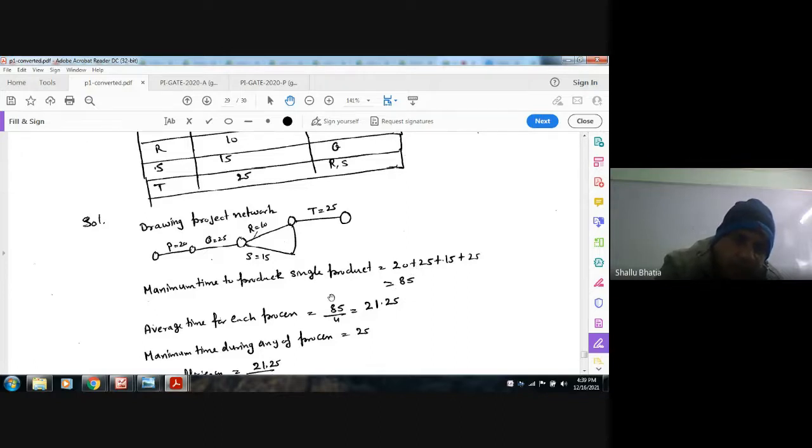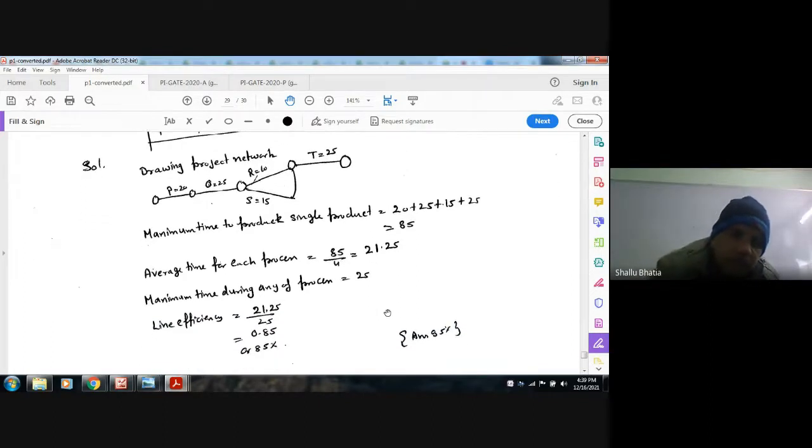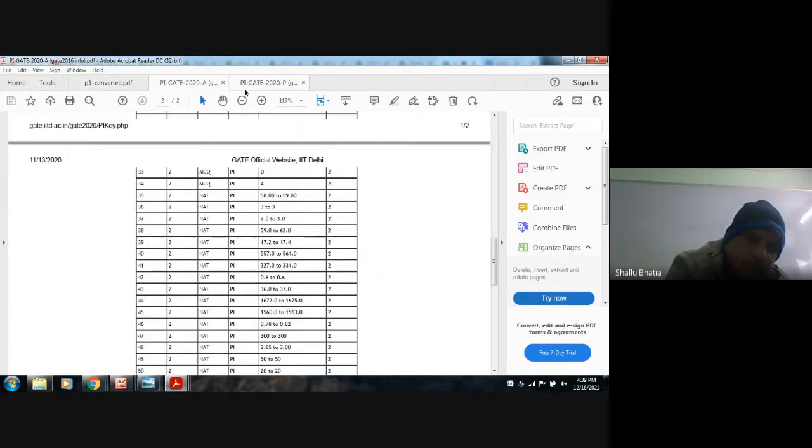As there are four activities, one, two, three, four, we can divide by four, or we can give it as the mean time for each process, that is 21.5. The maximum time an activity is taking is 25. So the line efficiency is mean time divided by maximum time. So the answer is 65%.